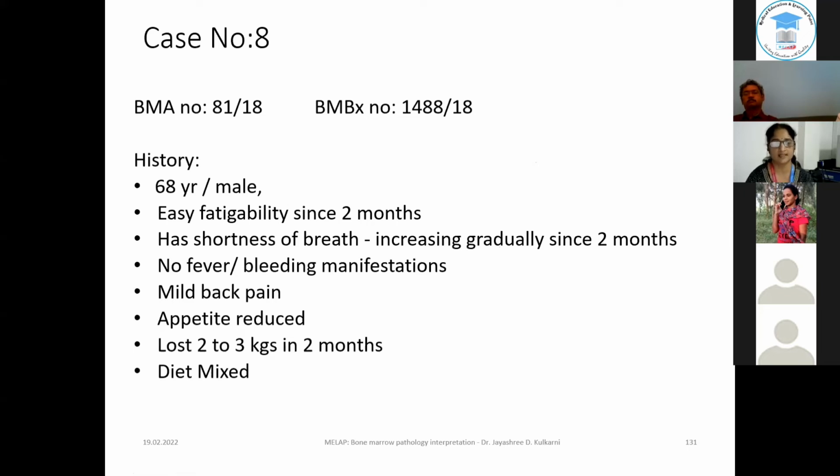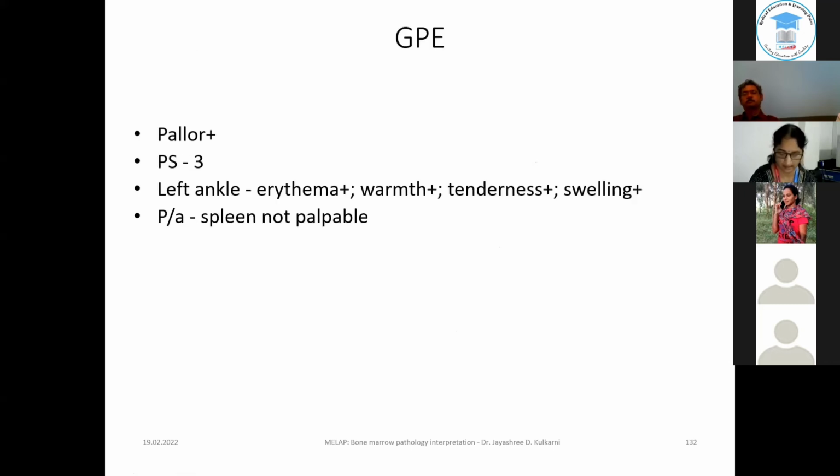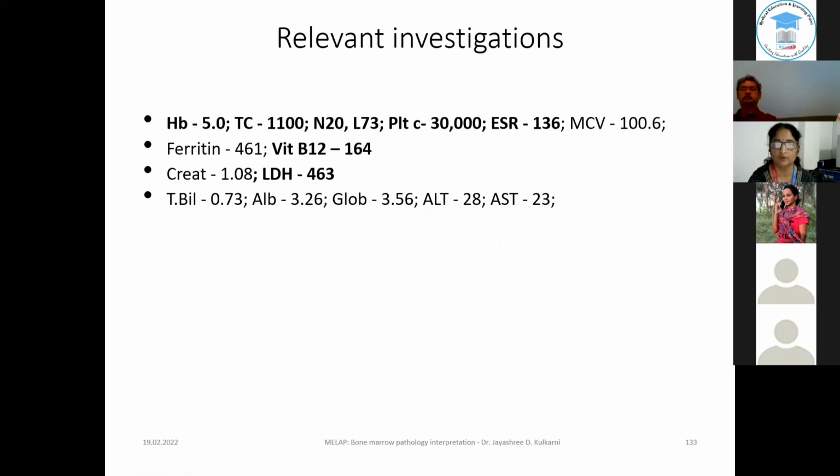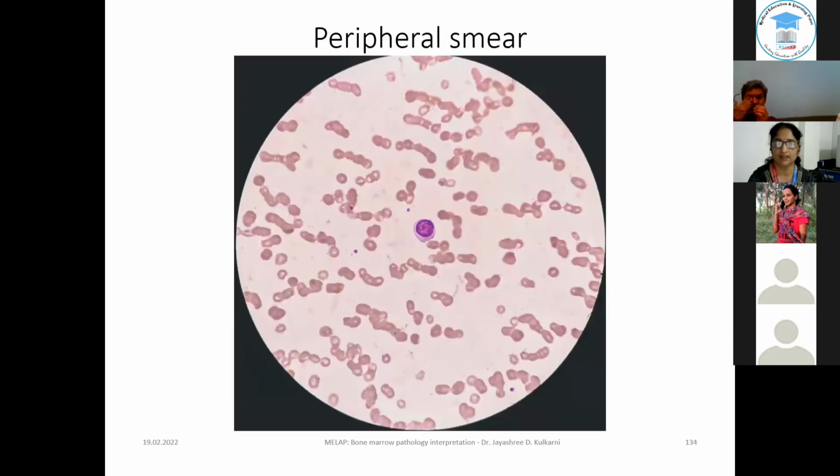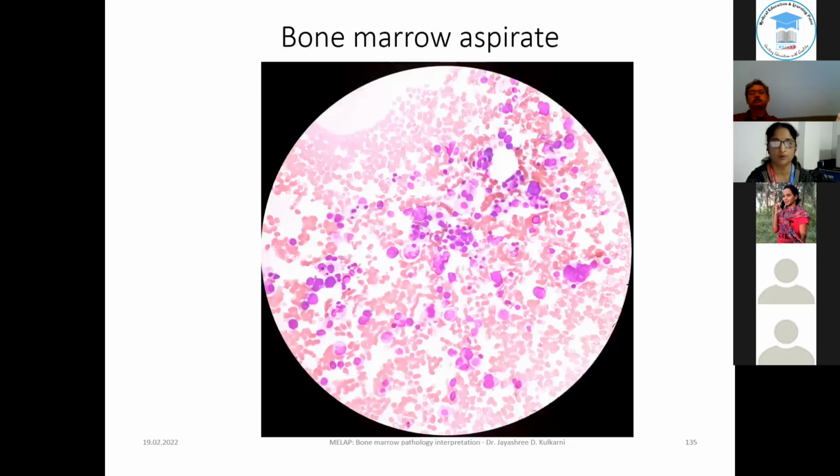The next case is a 68-year-old male, easy fatigability and shortness of breath, mild backache, reduced appetite. So pallor was present and spleen was not palpable, low hemoglobin, low total count, low platelets, ESR was very high, B12 was 164. So it was reduced B12, but LDH was mildly increased. On the peripheral smear, not much, but some normoblasts here and there, that too not a late normoblast, but a pro-normoblast.